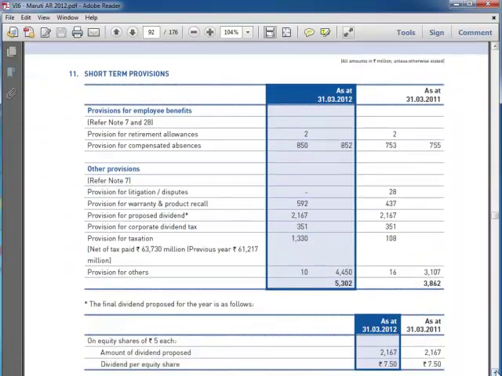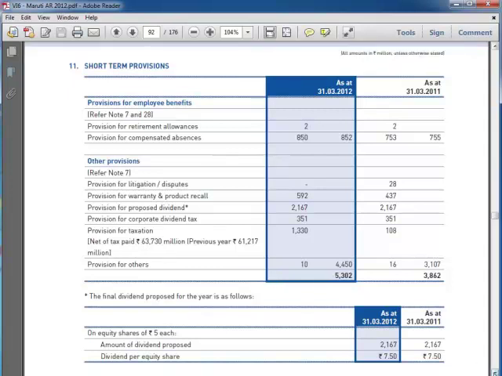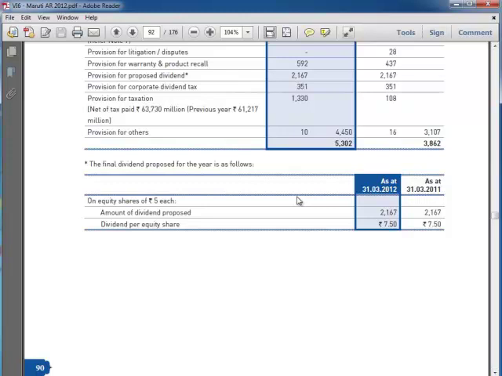The next item we have is short-term provisions. So this was another item on the balance sheet, and we can see what exactly those provisions are for. So we have retirement allowances, compensated absences, and then other provisions, warranty and recall, litigation, etc., and taxation. Then we have a detail of the dividends, so final dividend proposed for the year, amount of dividend proposed, and dividend per equity share.